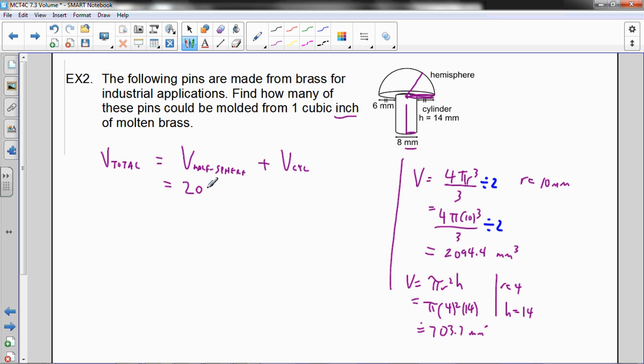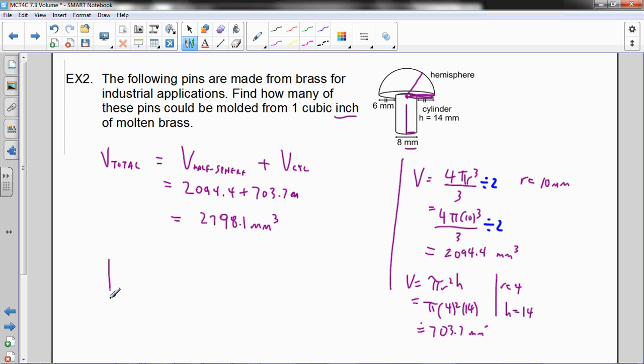Half sphere, a lot bigger than the cylinder. So obviously there's something about the top part that's important, that it's so big. And the answer here is 2,700, maybe? Almost 2,800 millimeters cubed. Now the question is how many of these go into a cubic inch? Right? Well, don't know because the units don't line up.